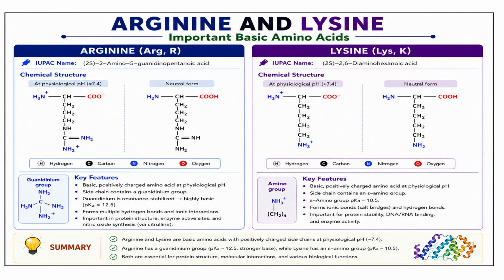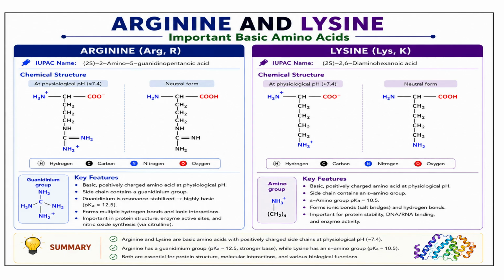Lysine contains a 4-carbon side chain ending in an epsilon amino group, (CH2)4-NH2. Its side chain pKa is approximately 10.5, so the epsilon amino group is predominantly protonated, NH3+, at physiological pH. Lysine participates in salt bridges, hydrogen bonding, and interactions with negatively charged molecules, including DNA and RNA. It also has important roles in protein structure and regulation.